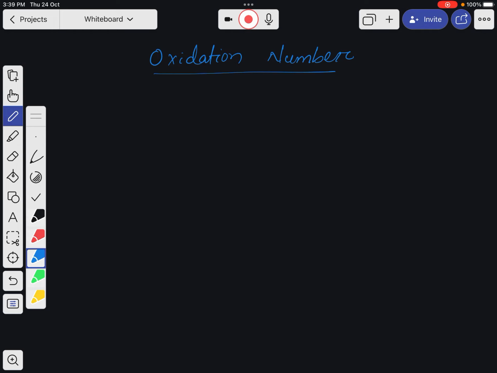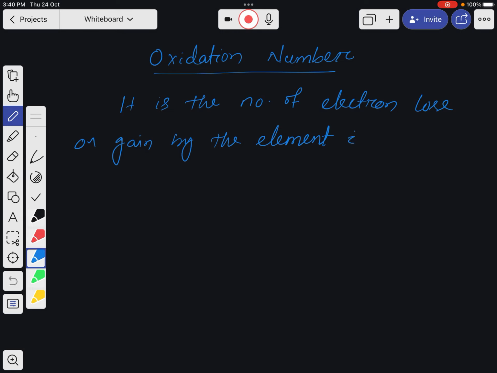In order to form a chemical bond or combine with another element, when an element combines with another element and forms a compound, the number of electrons the element either loses or gains is called oxidation number. So it is the number of electrons lost or gained by the element in order to form a chemical bond with another atom.